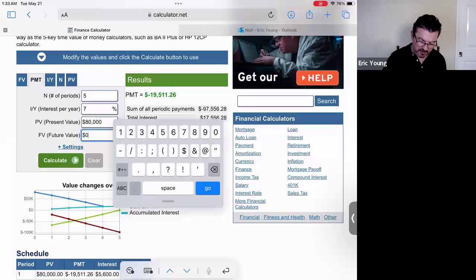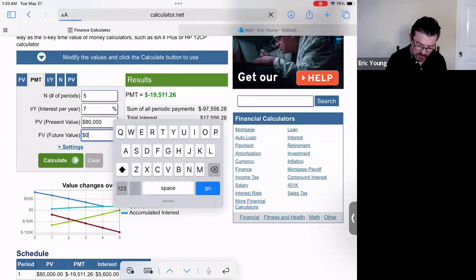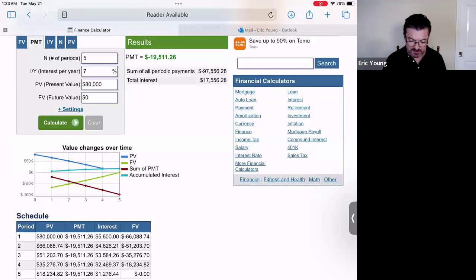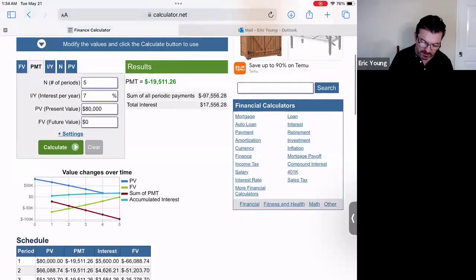I should have cleared it first. I already practiced this one. If we hit go, there it is. You see up on top, the PMT is negative 19,511.26. Negative means that you have to pay it. So that's our answer. $19,511.26.